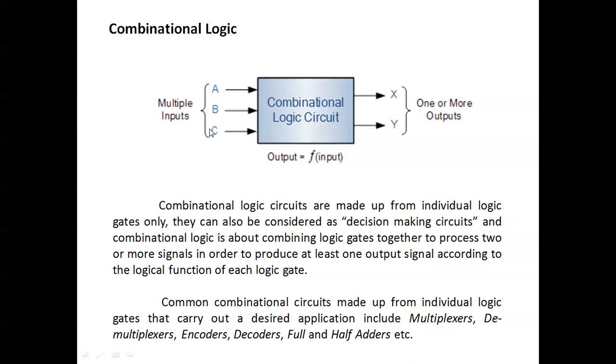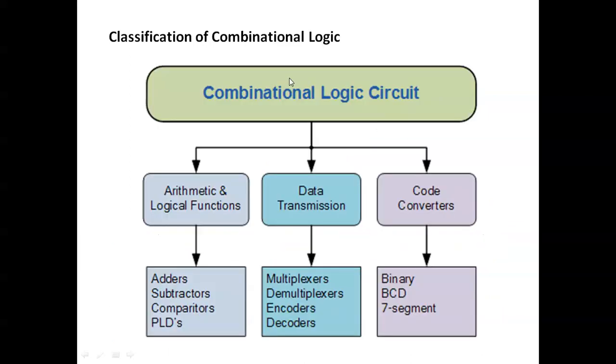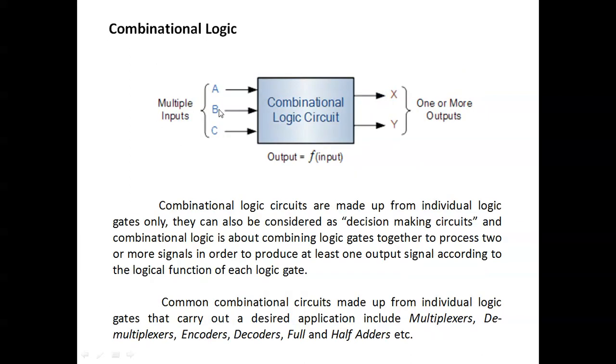So, what are combinational logic circuits? They are represented by individual logic gates only. The output depends upon the present input, and that is called a combinational logic circuit. It only responds to the current input, so it doesn't have any memory or delay. We will see that in the third unit.